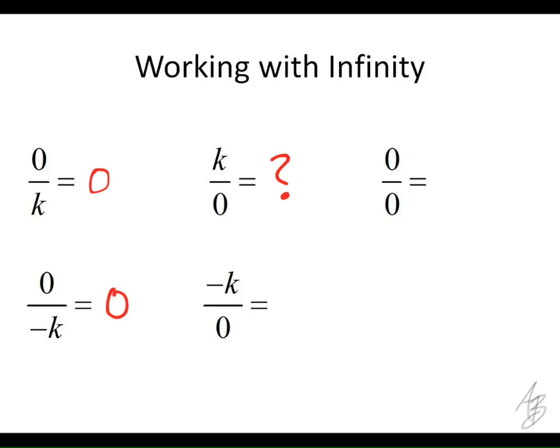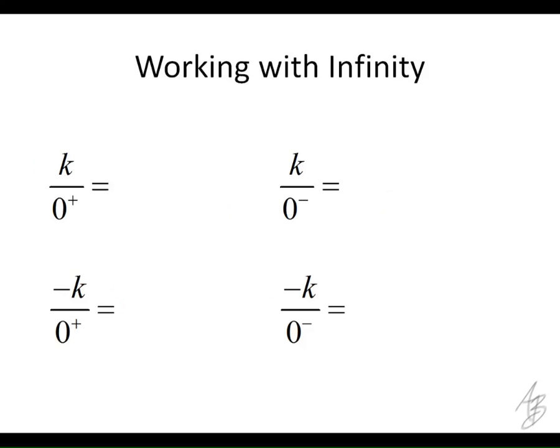A negative constant divided by 0? Still don't know. 0 divided by 0? Don't know. We already talked about that. We don't know that one either. That's indeterminate. All right? Now, here's where we start talking about those subtle differences.